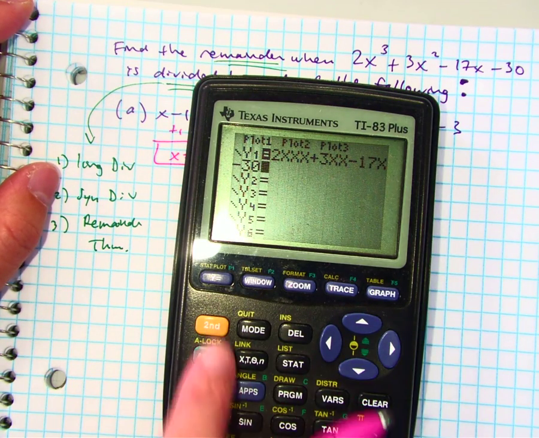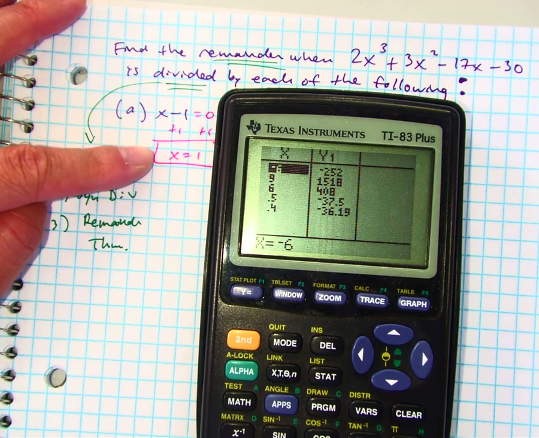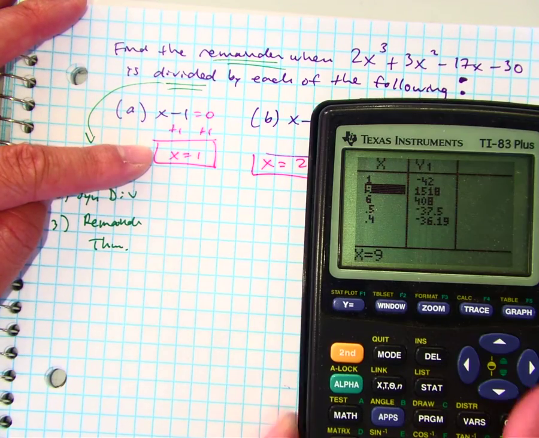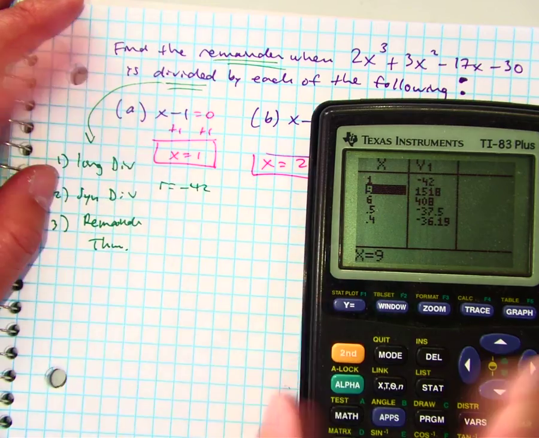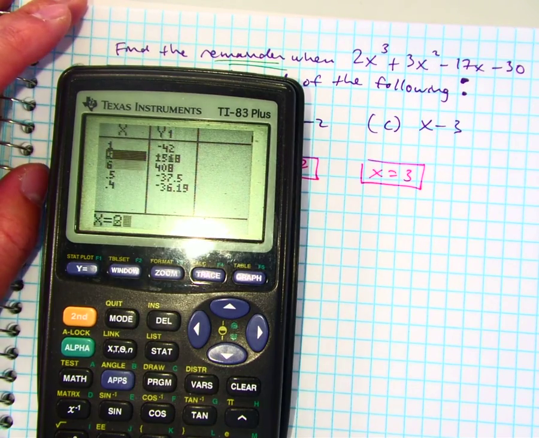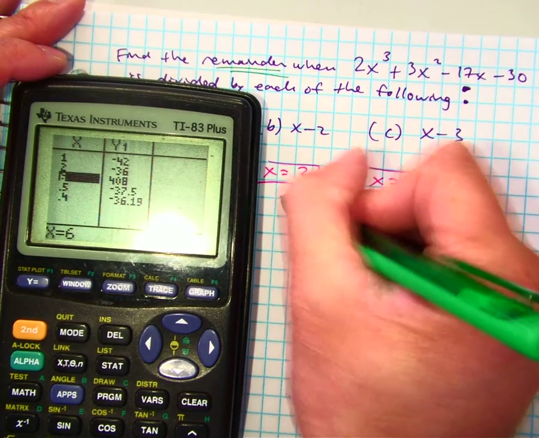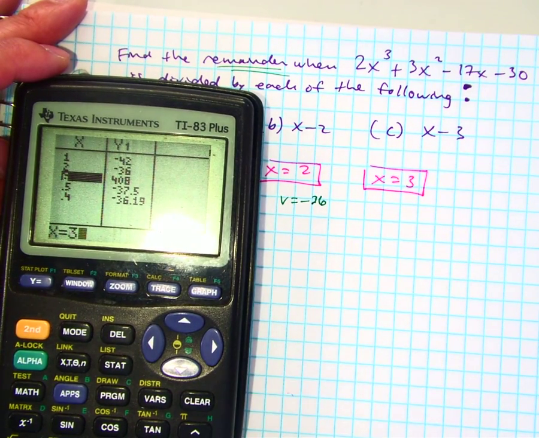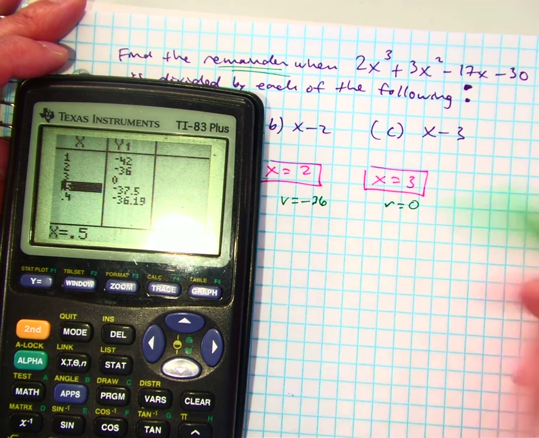Now I can go to my table by pressing second graph, and I can just type in these numbers. 1. What's my remainder, class? Raise your hand if you got negative 42. I type in 2. Raise your hand if you got a remainder of negative 36. And x equals 3. I have a remainder of 0.